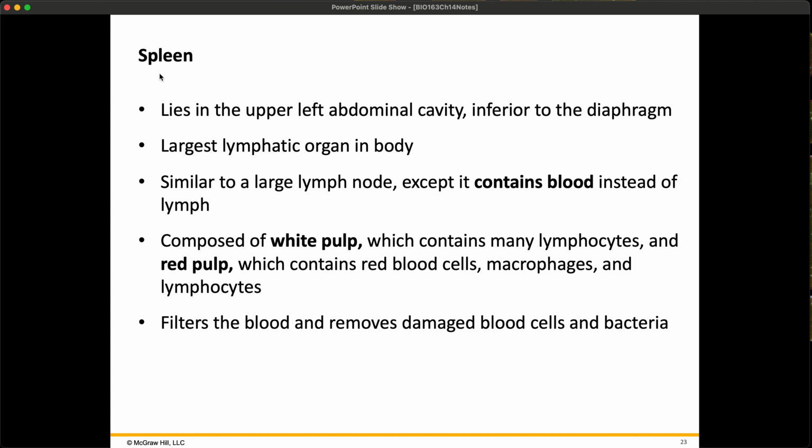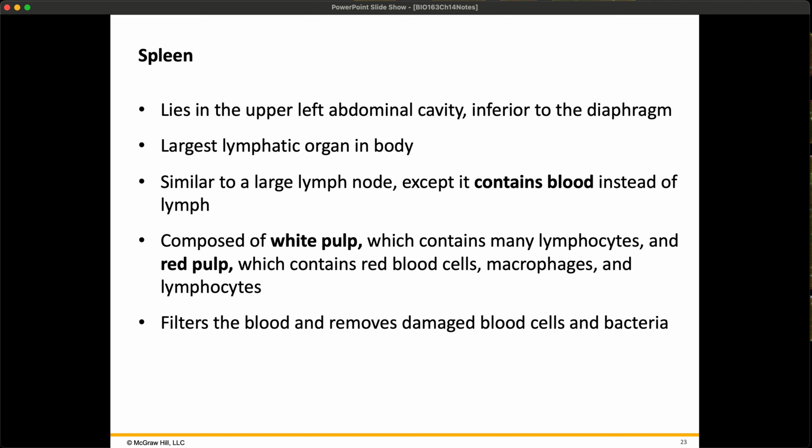And then the spleen. This is the largest of your lymphatic organs in the body. It sits in the upper left quadrant of the abdomen, just behind the pancreas and the stomach, off to the side.